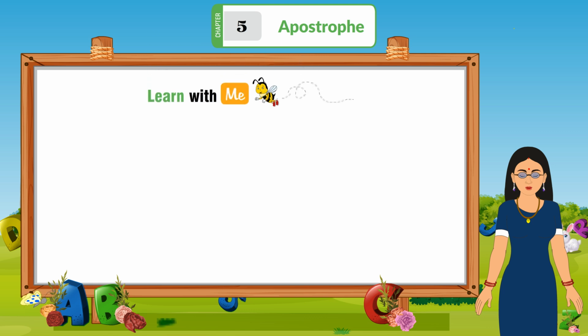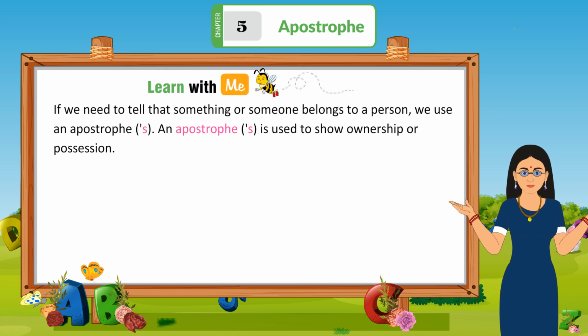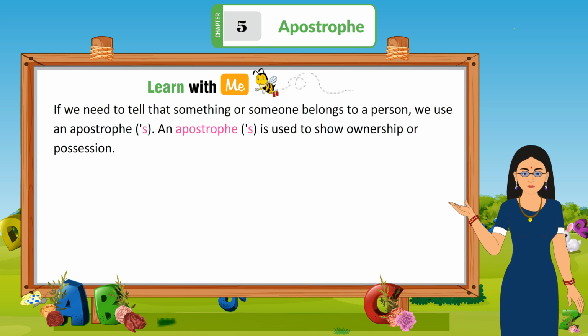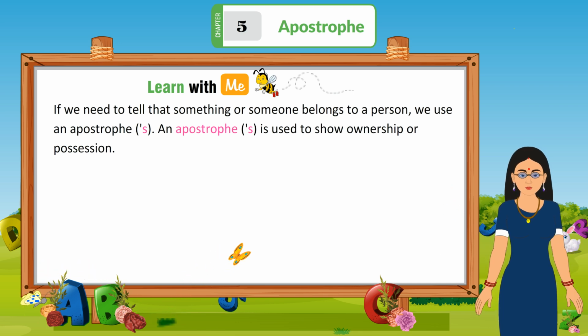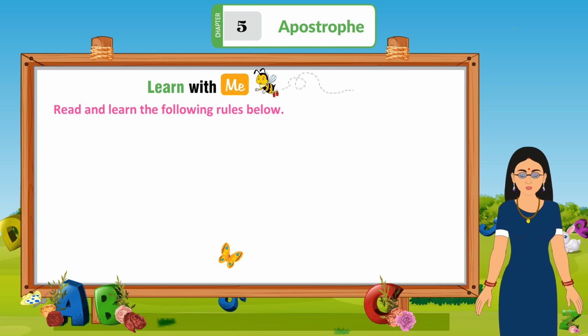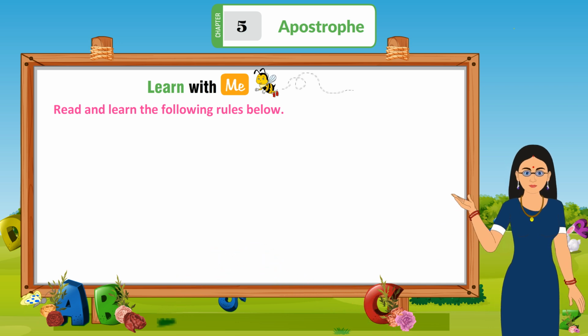Apostrophe. Learn with me. If we need to tell that something or someone belongs to a person, we use an apostrophe. An apostrophe is used to show ownership or possession. Read and learn the following rules below.